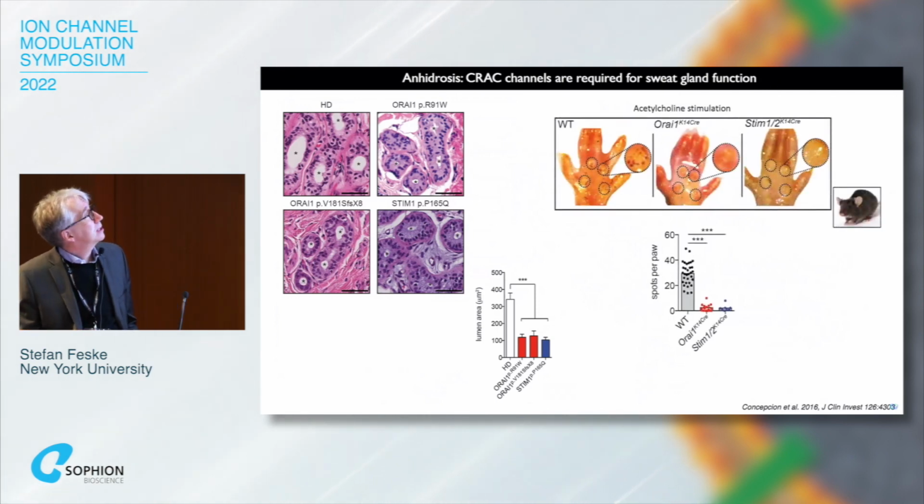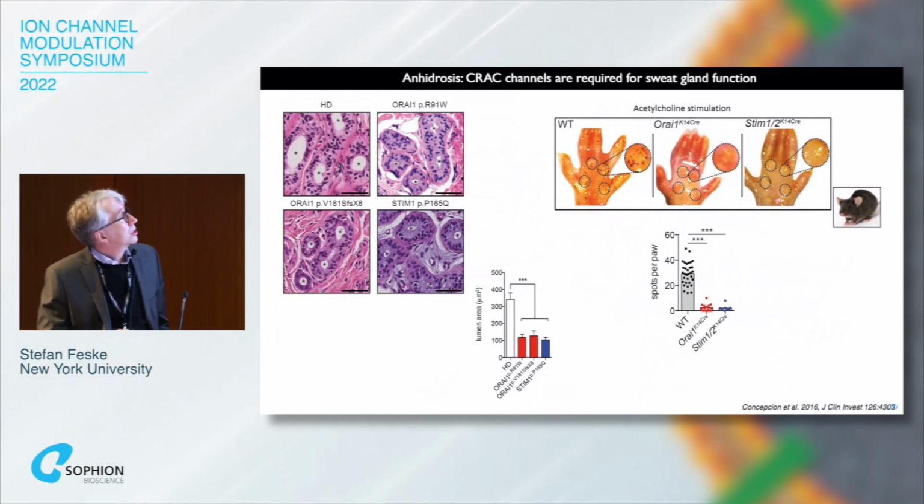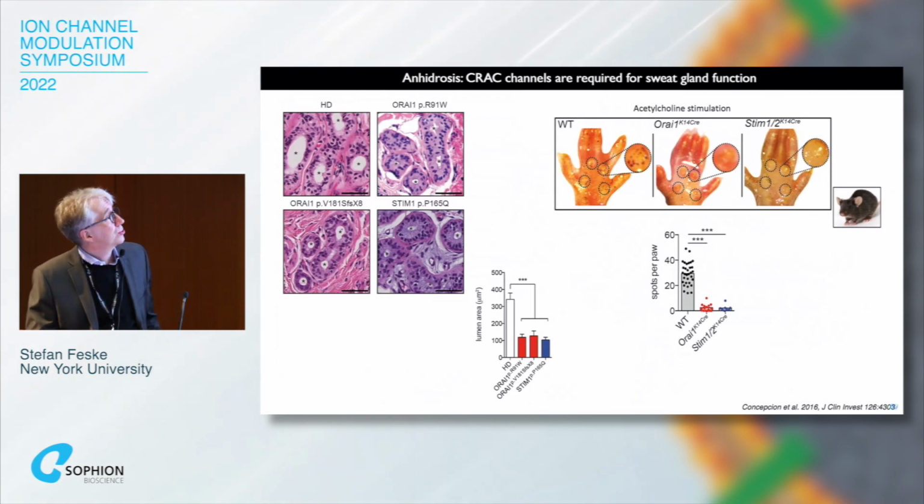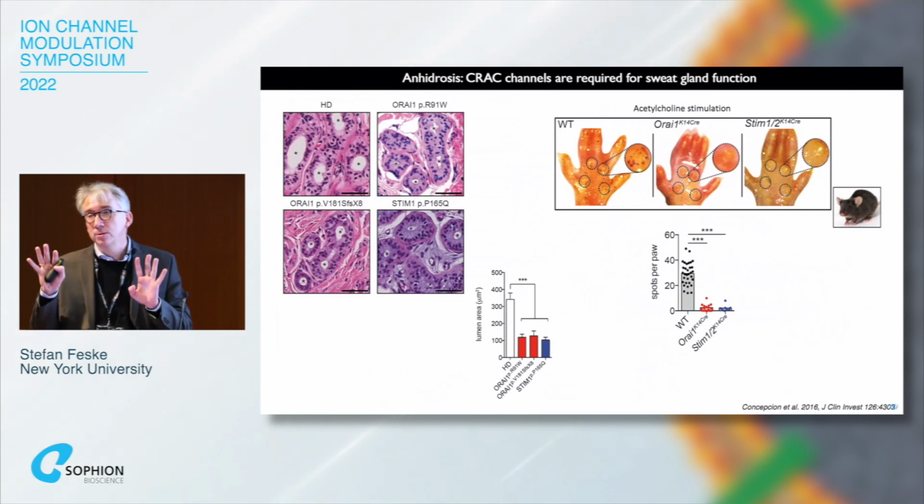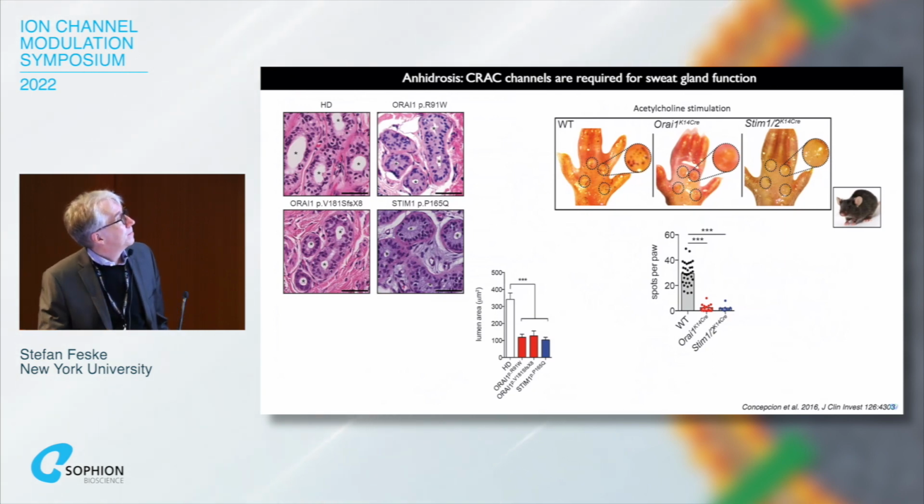And when we tried to measure that in mice, we actually found the same. These are conditional knockout mice for Orai-1 and STIM1, STIM2 in ectodermally derived tissues. And if you use the iodine starch test and stimulate the mice with acetylcholine, you see that these sweat dots in the paws of wild-type mice do not form in the knockout mice. Mice only sweat in their paws. And so that indicated that CRAC channel mediated calcium influx is important for sweating.